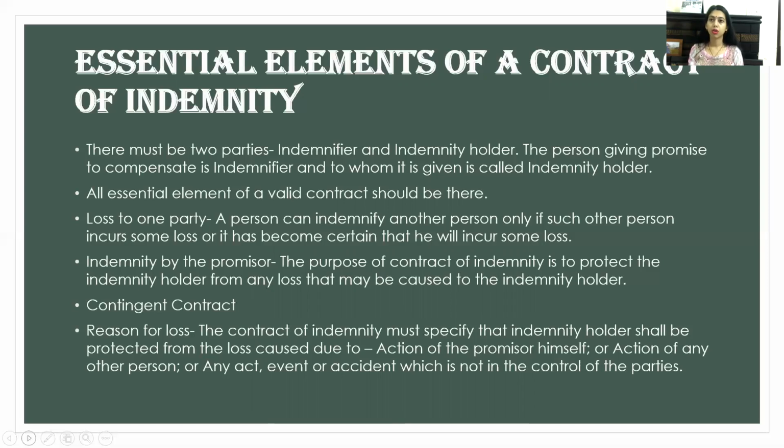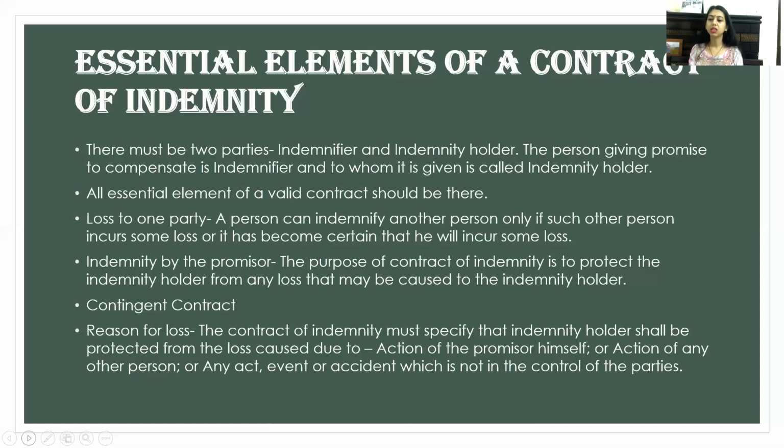Next is contingent contract. Why are we calling the indemnity contract a contingent contract? Because contingent contracts are what? They are conditional contracts which depend on the happening and non-happening of a certain event. So in this contract of indemnity also, it depends on the happening or non-happening of a particular loss. That's why it has been stated here that the person will incur some loss or he may incur some loss. That's why both the happening and non-happening have been given. That's why it is called a contingent contract.